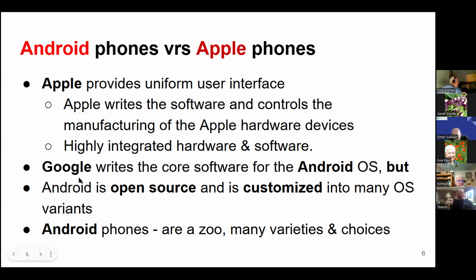Android is different. Google writes the core software for Android, for the Android operating system, but it's open source and it's customized into many, many different variants of the operating system. And Android phones are a zoo. There are many choices, and it's a zoo. Some look like gorillas, some look like giraffes, some look like walruses. They're all basically animals. They do the same thing, but their appearances can be quite different, and it makes it complicated.